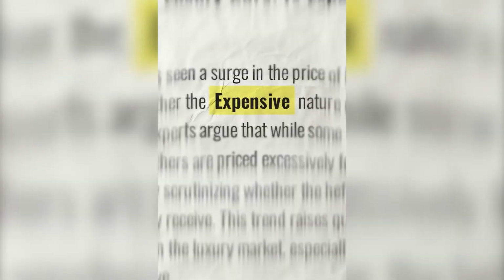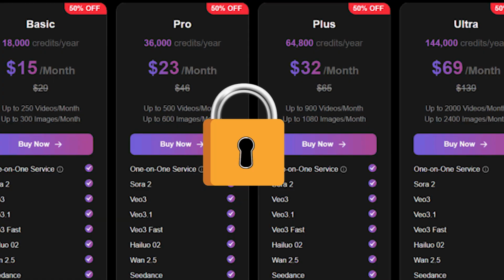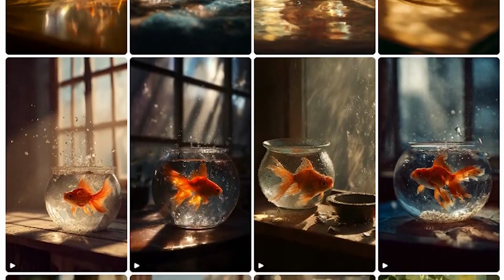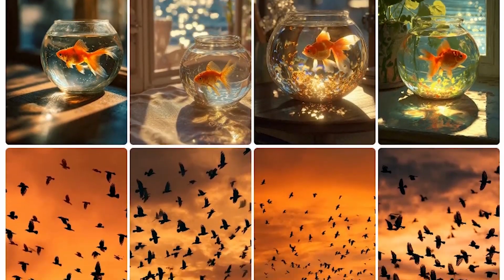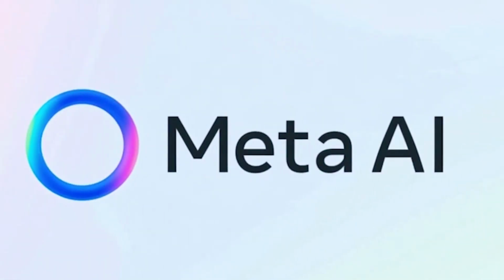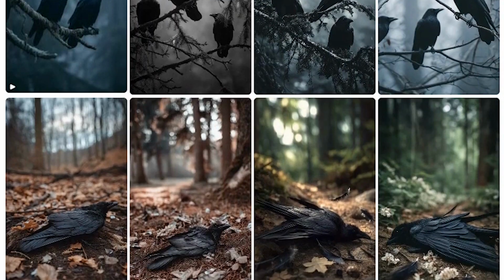Everyone thinks AI automation is expensive and locked behind paid subscriptions. But this AI tool is completely free and is a total game changer. It allows you to generate AI images and videos in bulk and is so powerful that it makes many other AI tools feel outdated. In today's video, I will show how we can use Meta AI with an extension to generate AI videos in bulk.